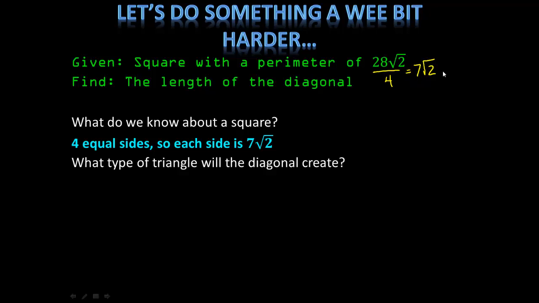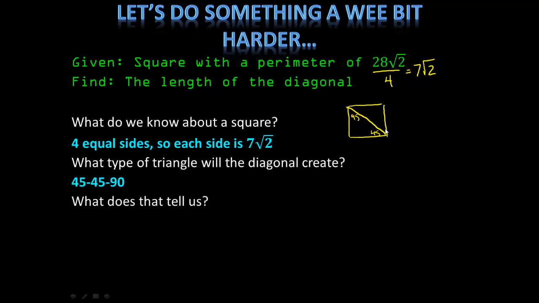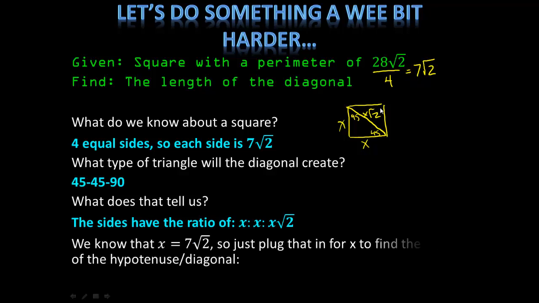So what type of triangle will the diagonal create? Well, think about it. If you have a square and you have the diagonal, remember the diagonal of a square bisects the angle. So if this whole part is 90, each one of these has to be 45. So it's a 45, 45, 90 triangle. Okay, so what does that tell us? Well, it tells us that the sides have a ratio of x, x, and x root 2. So the diagonal would be your x root 2.